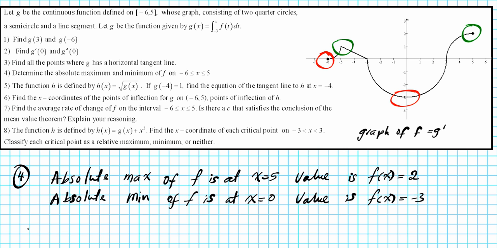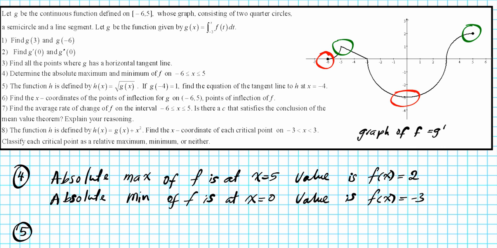Now let's move on to problem number 5. We're going to take a look at this function h, which is defined as h of x equals the square root of g of x. If g of -4 is equal to 1, find the equation of the tangent line to h at x equals -4. So we have a new function here, a composite function, and we have to find the equation of the tangent line to that function at x equals -4.